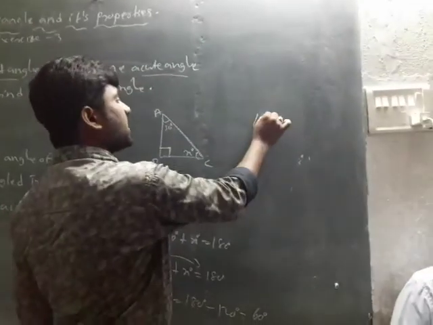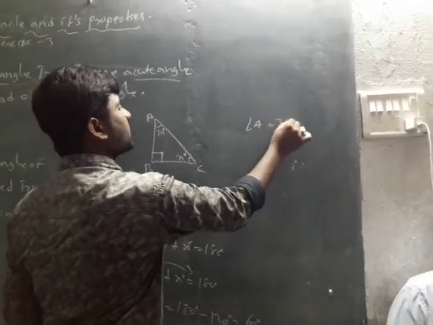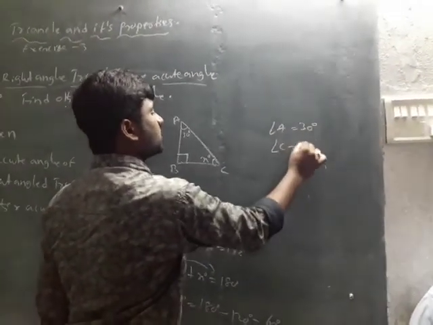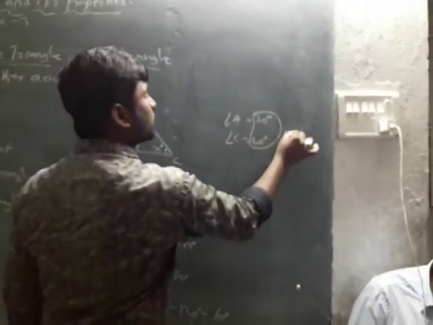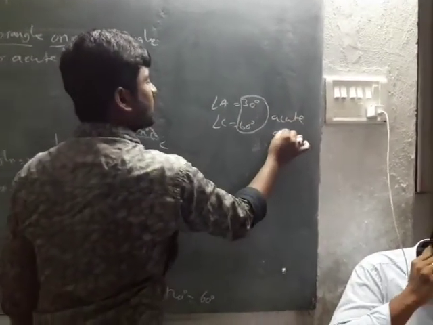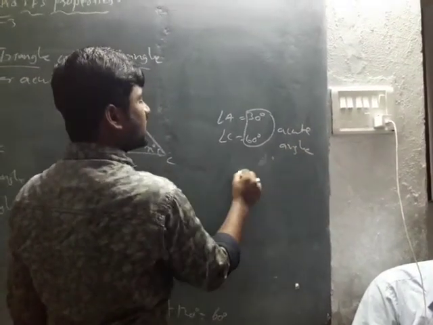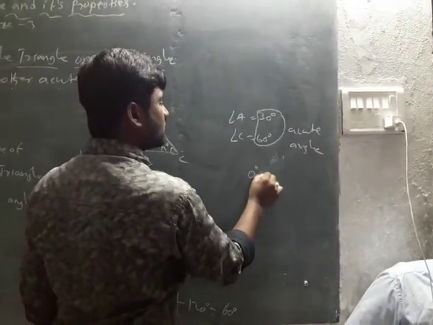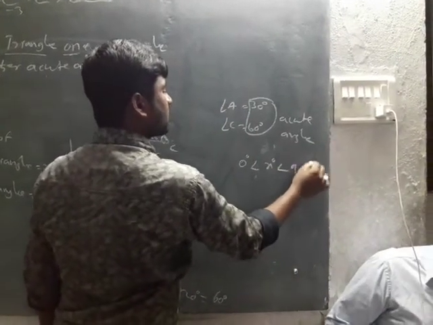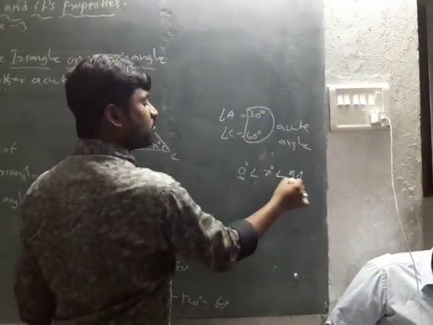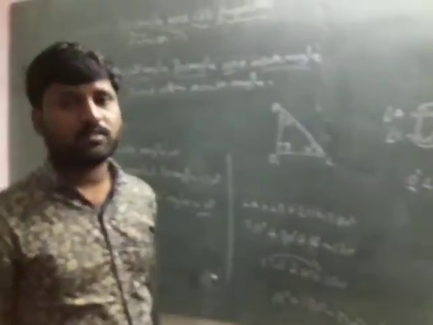Angle A is 30 degrees and angle C is 60 degrees. These two angles are acute angles because an acute angle measures more than 0 and less than 90 degrees: above 0, below 90. Okay students?